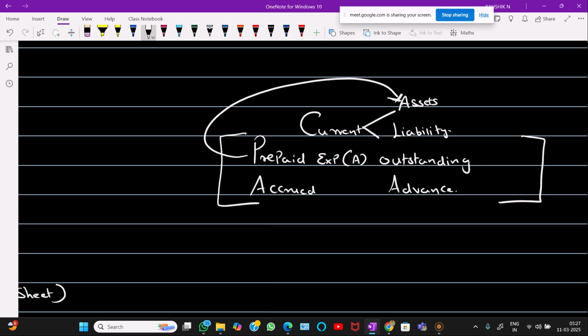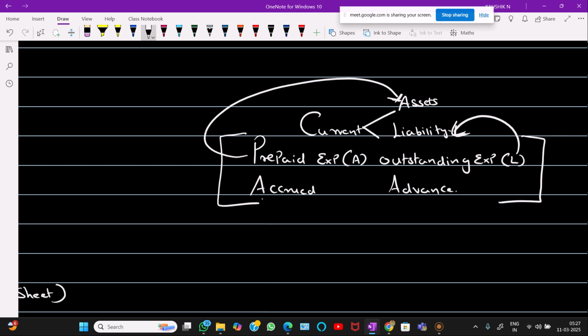The next one is outstanding. Outstanding will also be for expenses. Any expense that is outstanding, is it an asset or a liability? Liability, very good. So this falls under the category of liability, and it belongs to current liability.